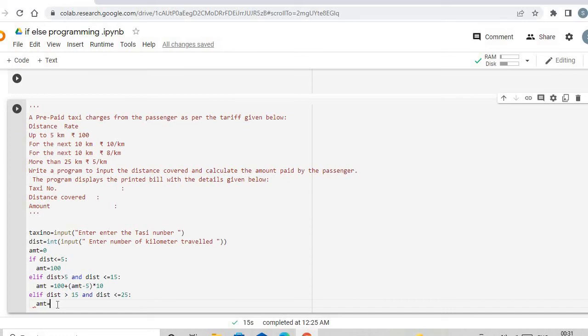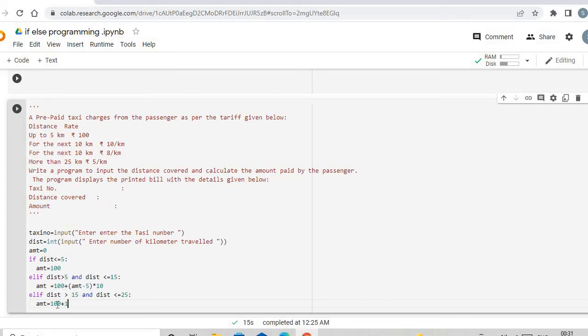Amount equal to, how much money do we have to pay? You have to pay 100 rupees for the first 5 kilometers. Next, 50 rupees. Next, you have to pay 100 rupees also for the next 10 kilometers.